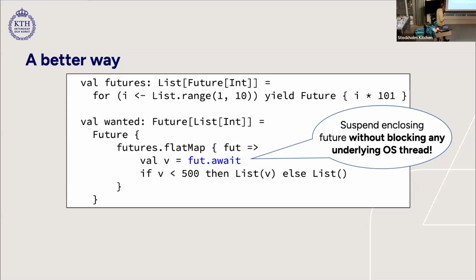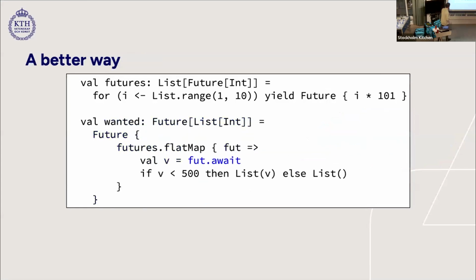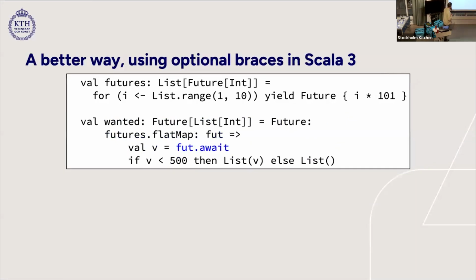Now the question is, if we directly compare this, we see this is quite a lot simpler, especially if we now switch to Scala 3 optional braces, right? So who of you has used this before? Couple of people, 4 or 5 people.